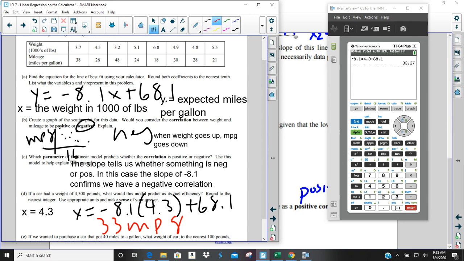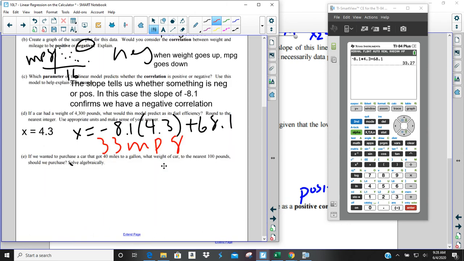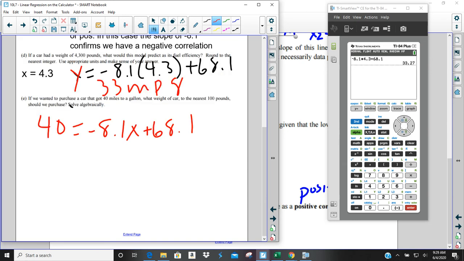Okay? Now, let's do the flip-flop. If we want to purchase a car that got 40 miles per gallon, what weight should we have to the nearest 100 pounds? Solve algebraically. So again, let's take our equation and flip-flop it. Now I'm going to take the 40 and plug it in for my y value. This should be a y, by the way. I didn't bring it all the way down. So y, 40, equals negative 8.1x plus 68.1. And let's do the math.